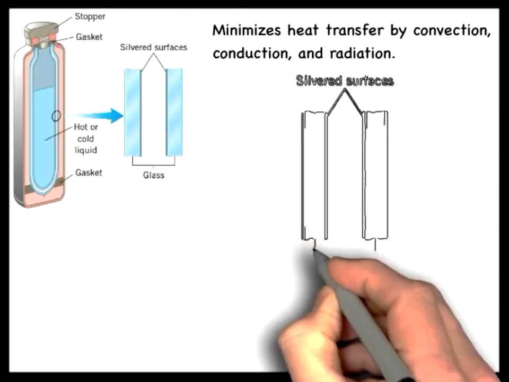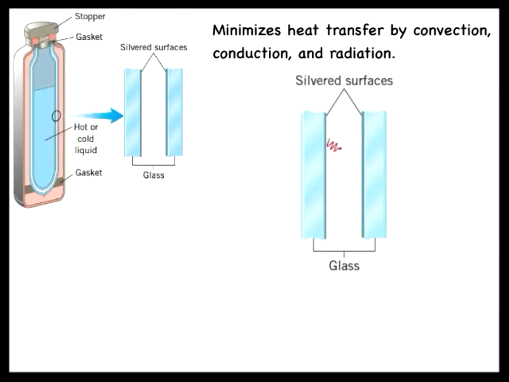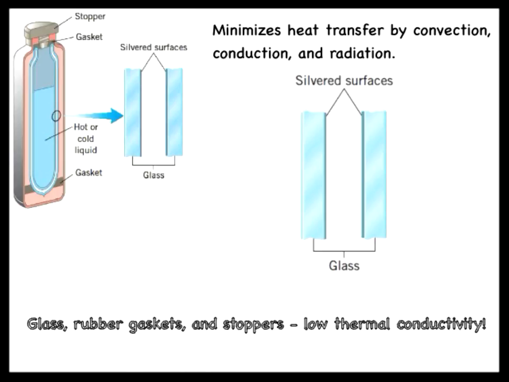The silvered surfaces reflect most of the radiant energy that would otherwise enter or leave the liquid in the thermos. Finally, little heat is lost through the glass or the rubber-like gaskets and stopper because these materials have relatively small thermal conductivities.